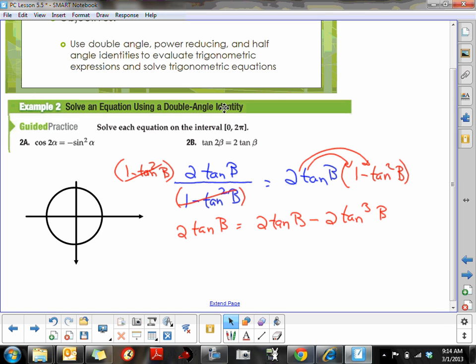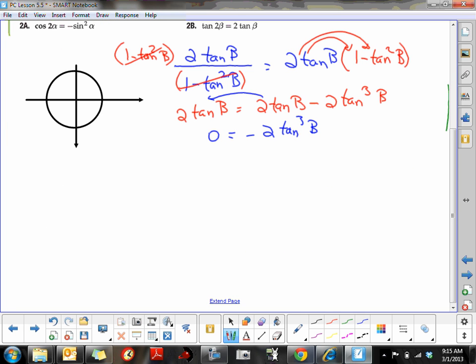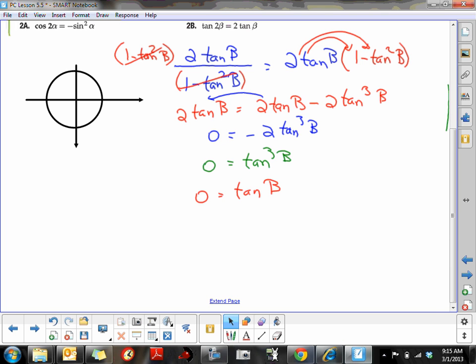Then if we start collecting our like terms, if we move these over, we'll have 0 equals negative 2 tangent cubed of beta. We're going to divide by negative 2. If we divide by negative 2, it's still just 0 divided by negative 2, or 0 equals tangent cubed of beta. Then we're going to get rid of cubing, and that means we're going to cube root, but the cube root of 0 is still 0, equal to tangent of beta. And then we want to figure out what is the angle beta whose tangent value is 0.